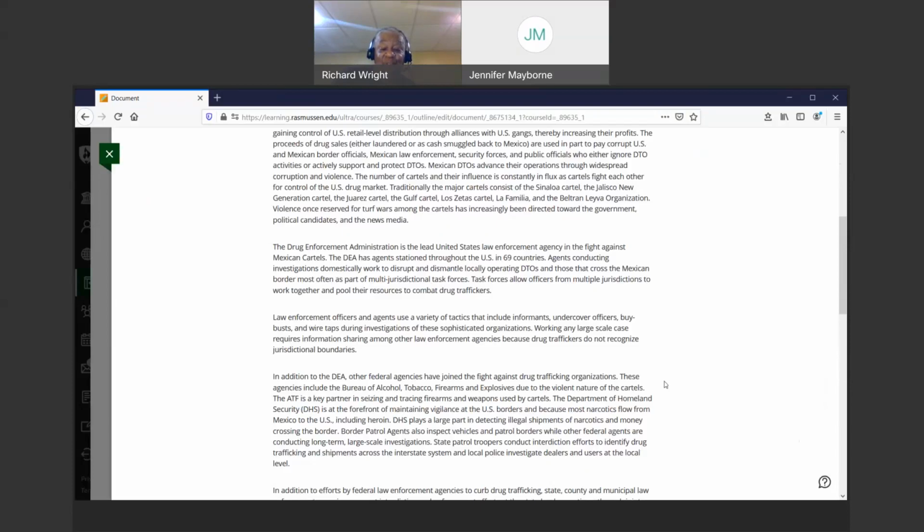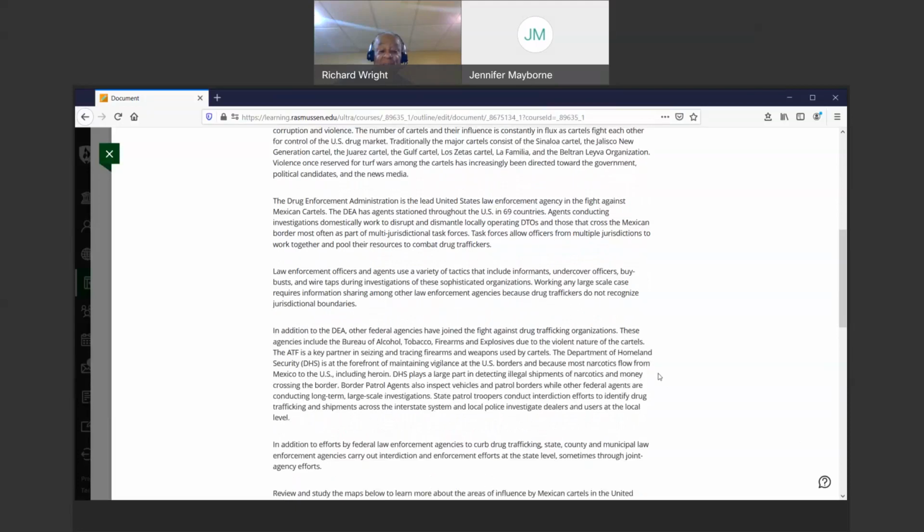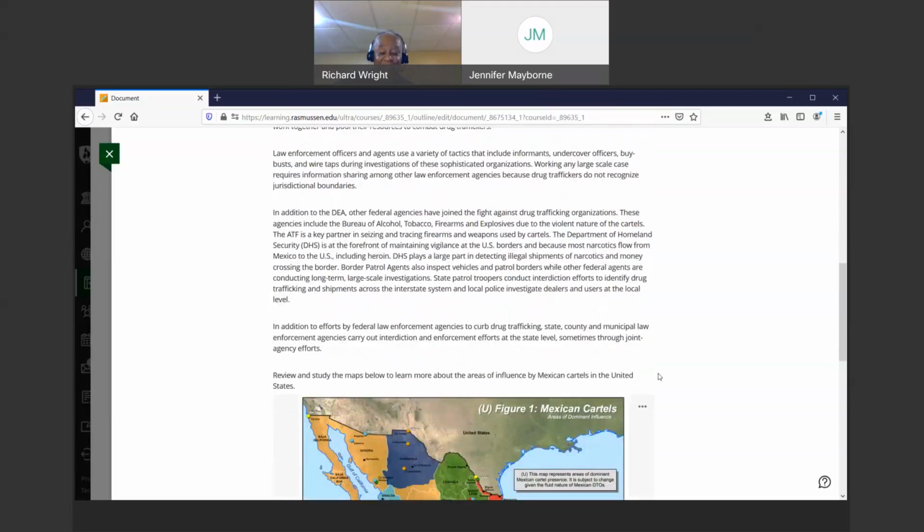And so you have the Border Patrol agents working within the Department of Homeland Security, and they stop vehicles and conduct searches at the border. And then once you get into the state, patrol troopers or state police conduct interdiction efforts to identify drug trafficking and shipments across the country that go from state to state. And then the local police investigate users at the local level. I was telling you about my experience regarding that. So all of those organizations seek to work together to try to stop the drugs.